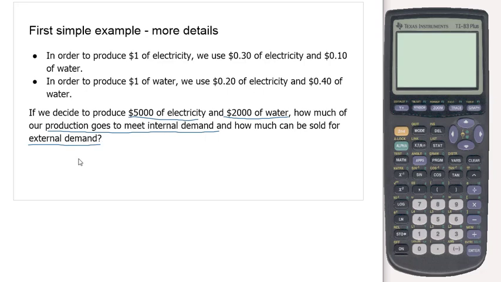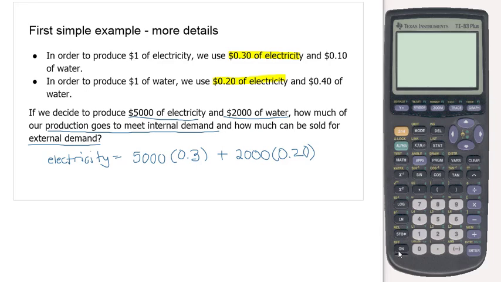If we look at electricity, we know that in order to produce electricity, we're going to need 30 cents of electricity and 20 cents of electricity for our water. So if we're producing $5,000 of electricity, for each dollar we use up 30 cents of electricity, and then for each dollar of water, and we have $2,000 of water, we use up another 20 cents of electricity.